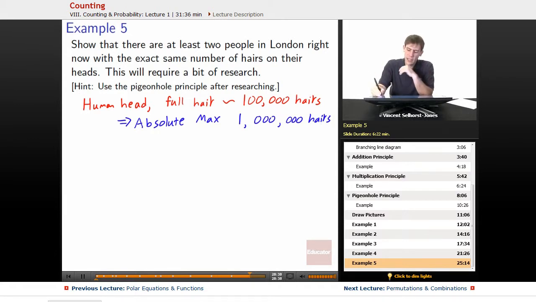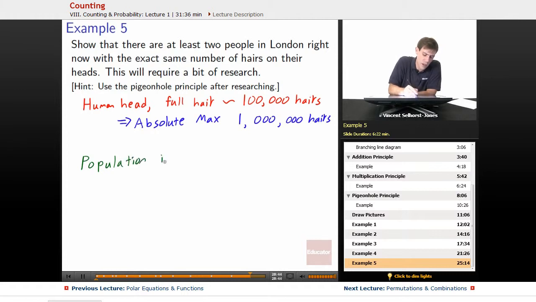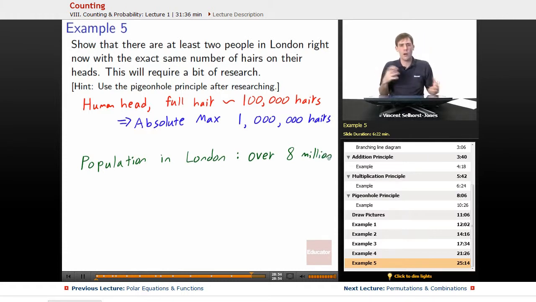Next idea is let's look at the population in London. So the population in London, as of the writing of this video, is a little bit over 8 million. Right? It's around 8.1 million, a little more than that. So it's over 8 million. Because of this, we now know by the pigeonhole principle that there are at least 2 people in London who have the exact same number of hairs on their head.